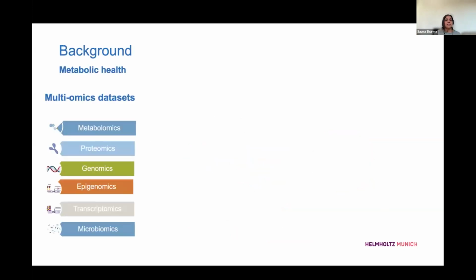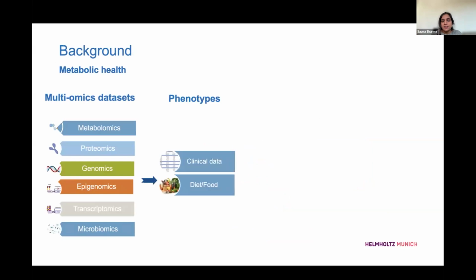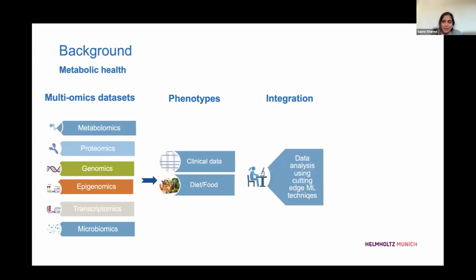Starting with, as I said, these are the layers of omics. This is the blueprint which I use to do analysis. I gathered phenotypes, be it clinical data, clinical information, diet, food, exercise, environmental factors, etc. To combine these two, I write a statistical analysis plan. Not only advanced statistics, but machine learning techniques are used by my group.